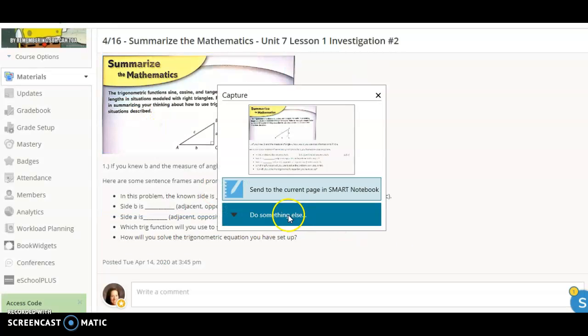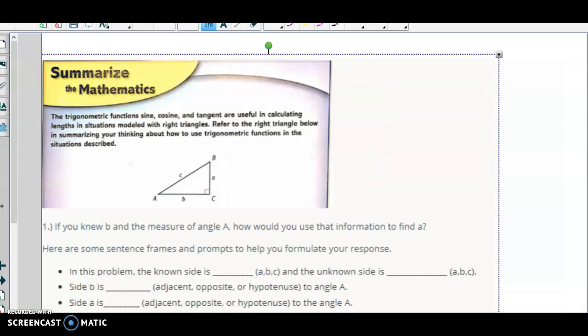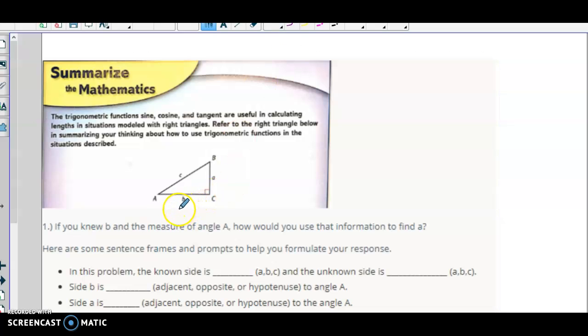So it's saying if you knew B, meaning you knew what this was, right? You know B, and you know the angle A. How would you use the information to find A? So how would you find this, right? You want to think, okay, in this problem, the known side is what? A, B, or C? The unknown side is what? A, B, or C, right?